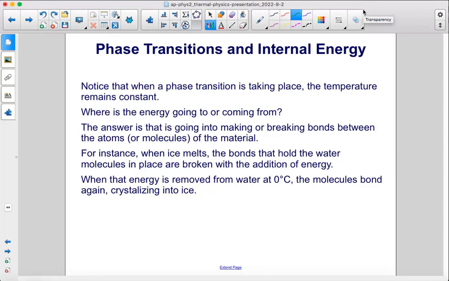Where is the energy going to or coming from? The answer is that it is going into making or breaking bonds between the atoms or molecules of the material. For instance, when ice melts, the bonds that hold the water molecules in place are broken with the addition of energy. When that energy is removed from water at 0 degrees Celsius, the molecules bond again, crystallizing into ice.